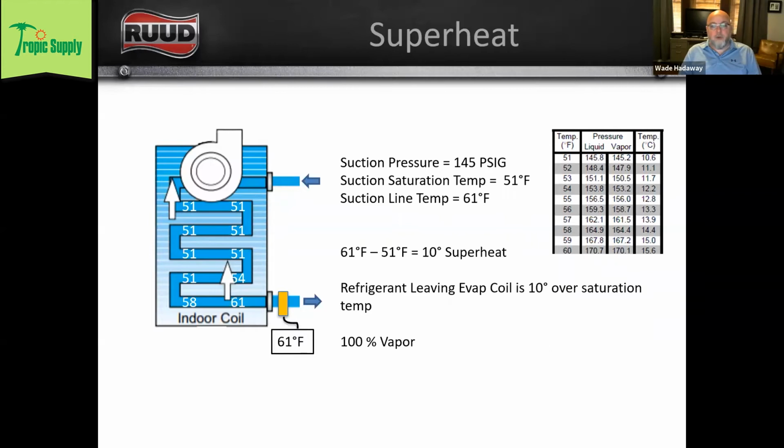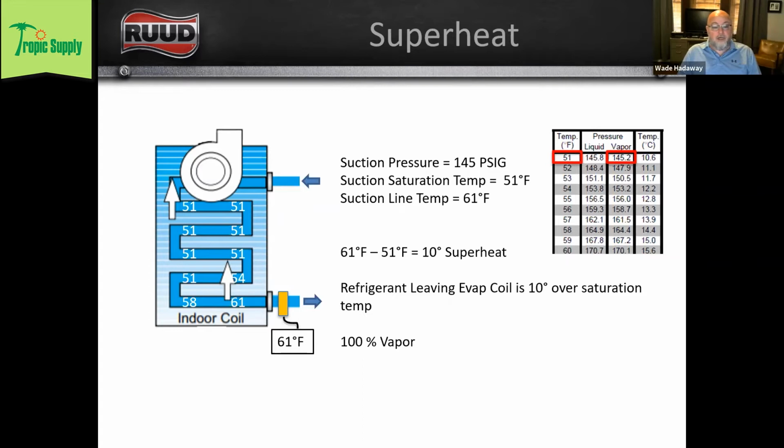So we got a suction pressure of 145. That gives us a saturation temp of 51 degrees Fahrenheit. And if we clamp our temperature clamp onto the suction line coming out of the coil, we can see that it is 61 degrees.